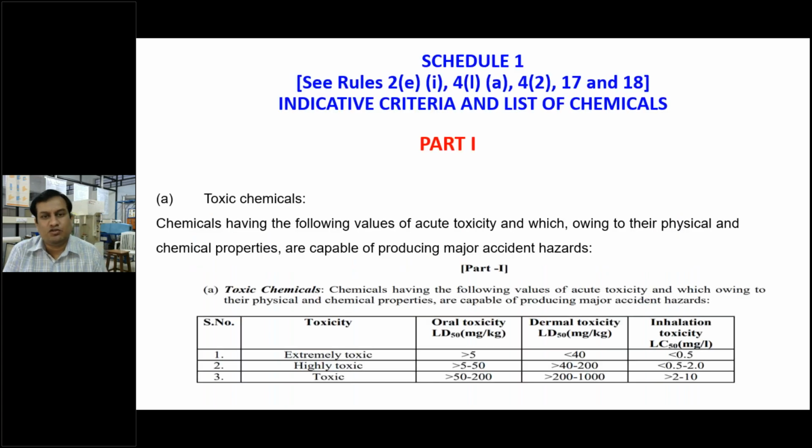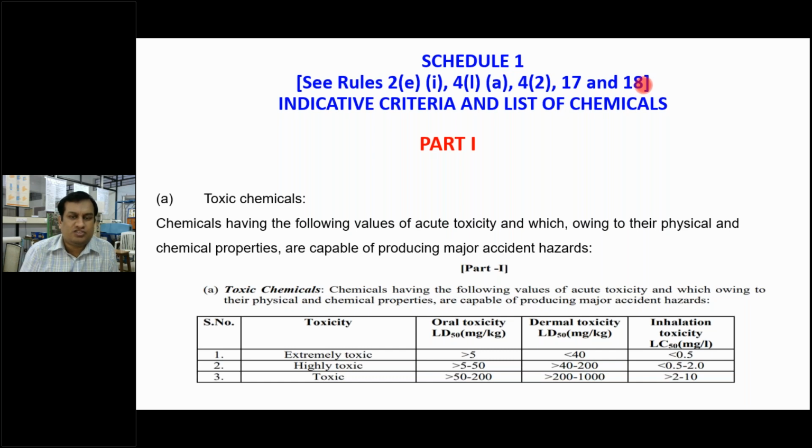So this is schedule 1. Schedule 1 focuses on the indicative criteria and list of chemicals. So what is the reference of this schedule? If you want to refer to the detailed information, it is in rules 2E1, 4IL, A and 42, and 1718. So these are the reference rules.